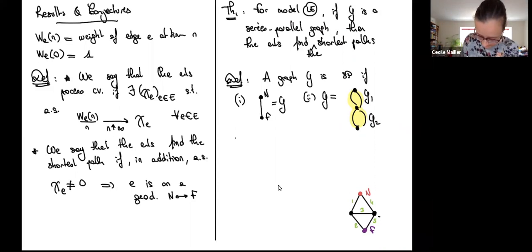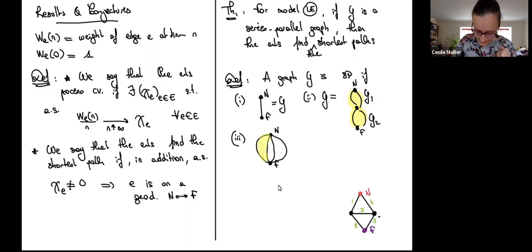And the third case is that I merge two series parallel graphs in parallel. So I merge their two nests into one nest, and I merge their two sources of fluid into one source of fluid. Again, on the left is any series parallel graph, and on the right, any series parallel graph. This is G1 and this is G2, and I merge them. So this is a recursive definition, but this is how you define a series parallel graph.